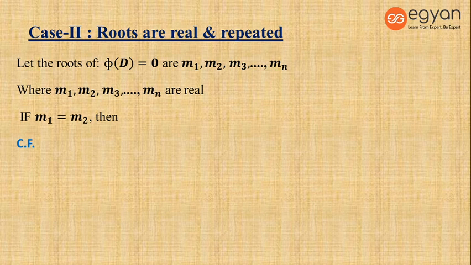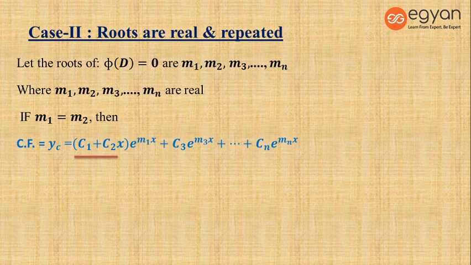Then the complementary function yc will be c1 plus c2x into e to the power of the repeated root m1x, and the remaining roots stay as they are, like c3 e raised to m3x plus c4 e raised to m4x plus c5 e raised to m5x and so on up to cn e raised to mnx.